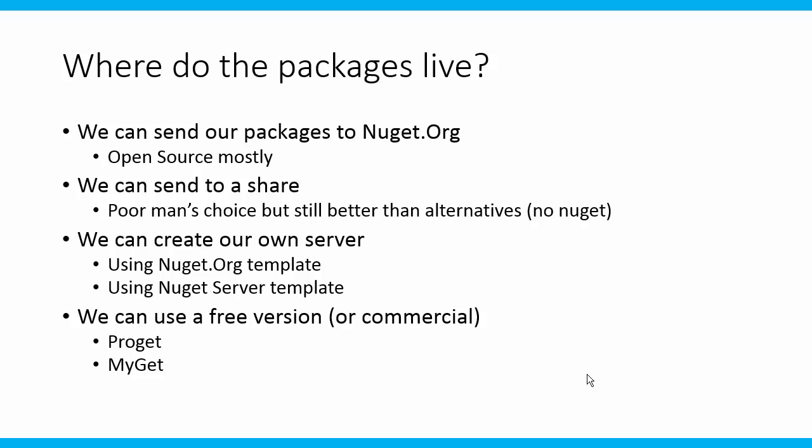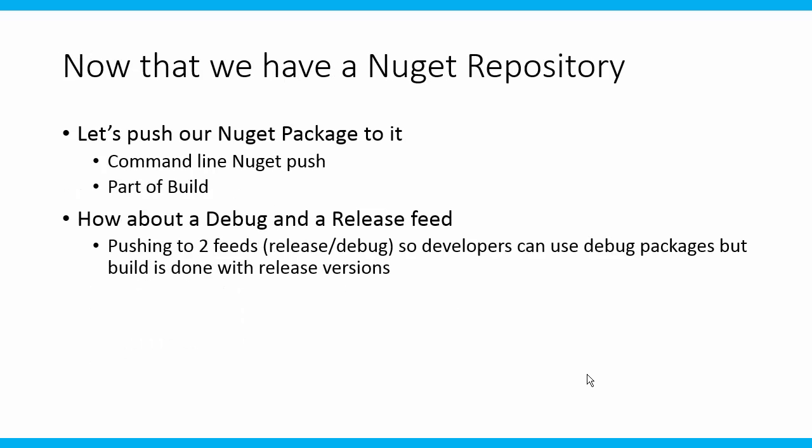ProGet is a full install that you can install internally. The commercial version supports Active Directory and other more advanced tools, but the free version is pretty good for just small teams and when you don't have that many products. And this is what I'm going to be using in my demo. And also, MyGet is a web-only version, which also supports private feeds where you can actually just push your own internal products as well. So now that we have a repository, so it could be a share, it could be an internal instantiation of NuGet, or even NuGet.org if we want to push open source projects.